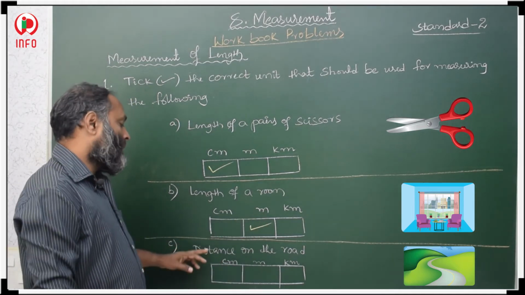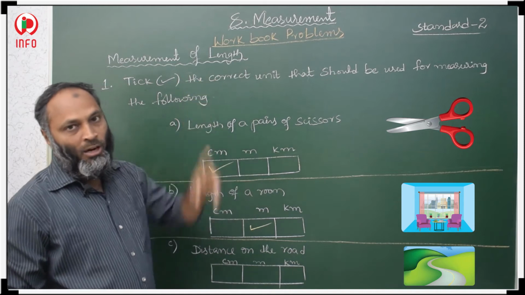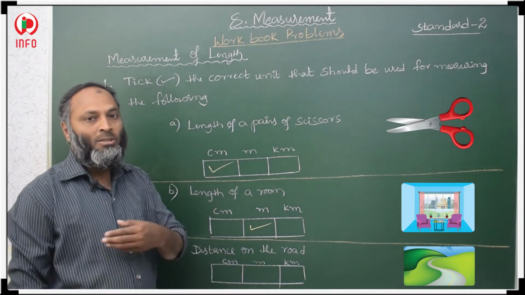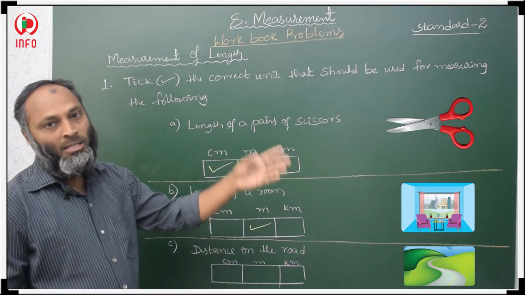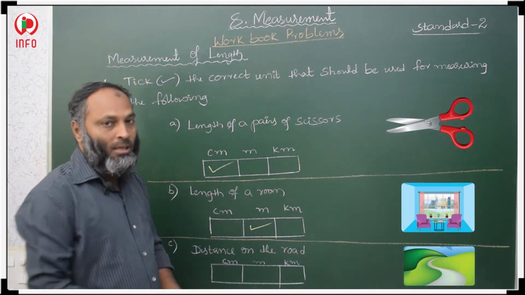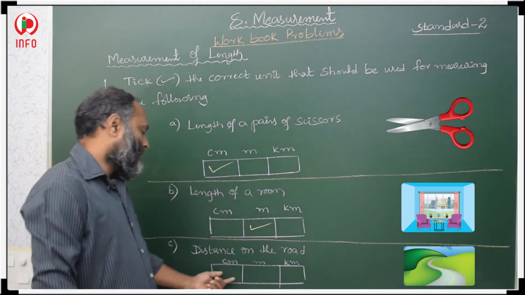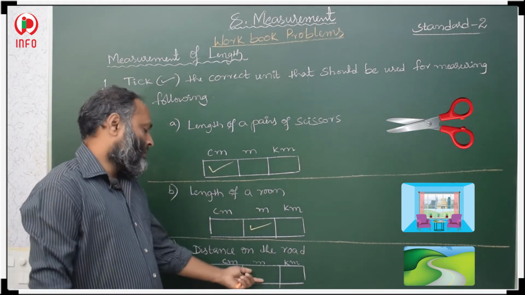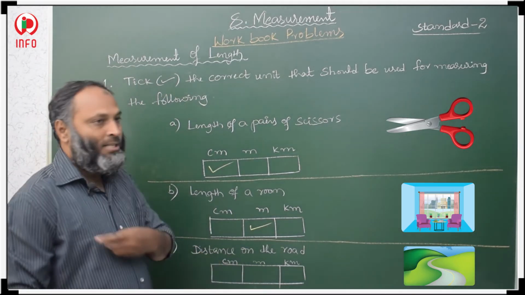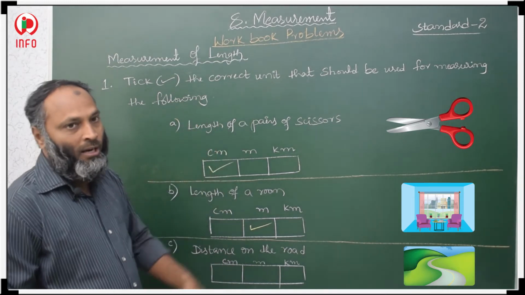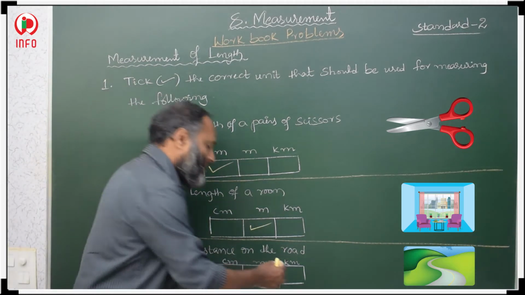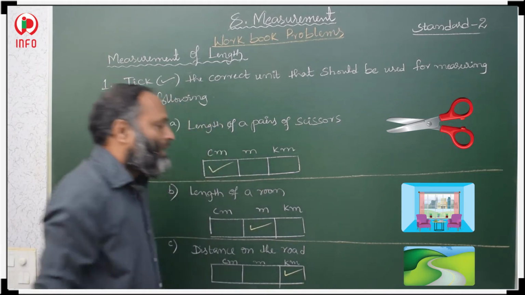Then after that, distance on the road, how much distance you traveled on the road. It is in kilometers, not in meters. Distance means it is far. You traveled a very long distance, so we measure with a long scale, that is the kilometer scale. Centimeters are a very small scale, meters are bigger than centimeters, and kilometers are the larger scale. So distance on the road is a very long length. For far distances we can use the kilometer scale. So kilometer is the right answer.